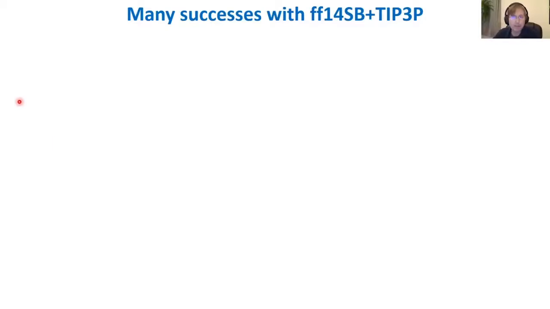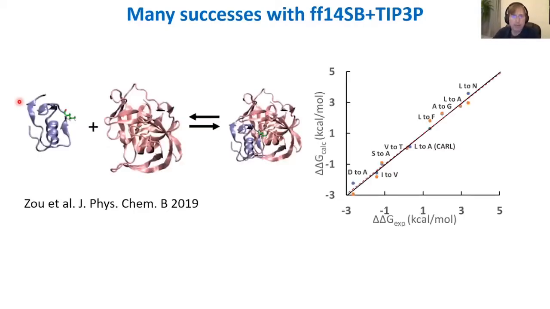Lots of people have used ff14SB, so there are many good things. Here's one example from a couple of years ago in my group where we were looking at protein-protein binding affinities and how they change with amino acid mutations, and found that we could reproduce pretty accurately the changes between different amino acids and their impact on the binding affinities compared to experiment. And so that was a good sign that at least our energetics were reasonable.